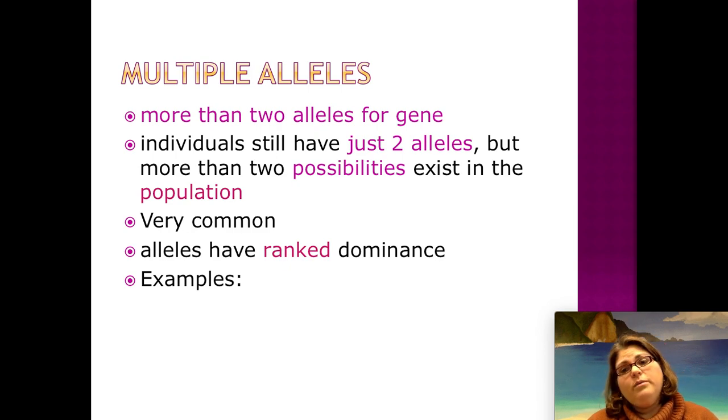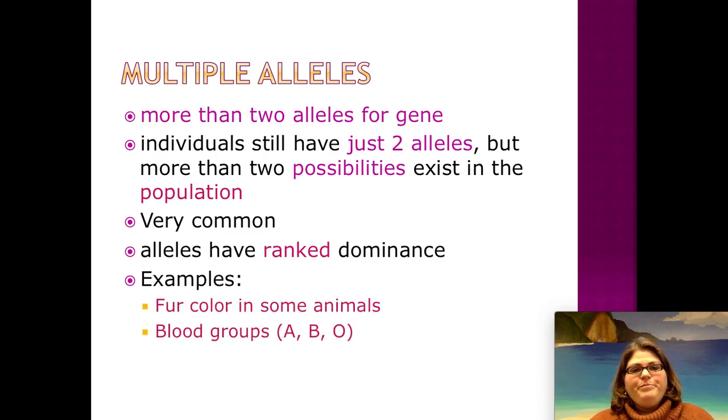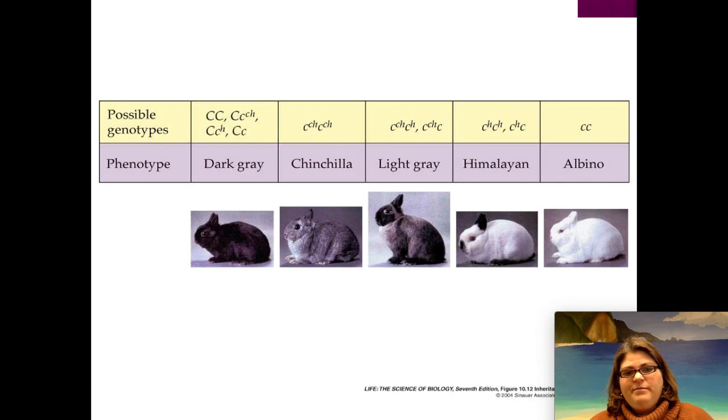Once again, fur color. For animals, there are lots of fur patterns. Many of them have multiple alleles. Blood type, we'll come back to that again. So if we look at here, this is a chinchilla, kind of like a rabbit.